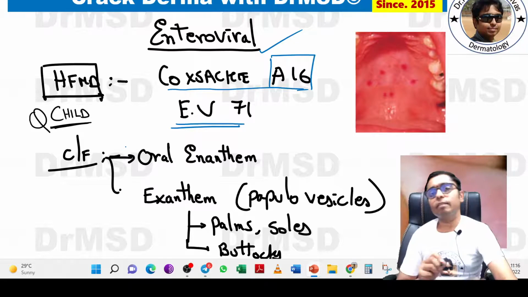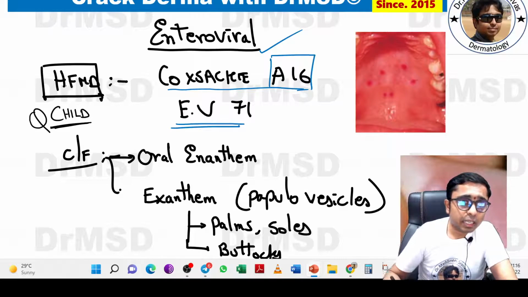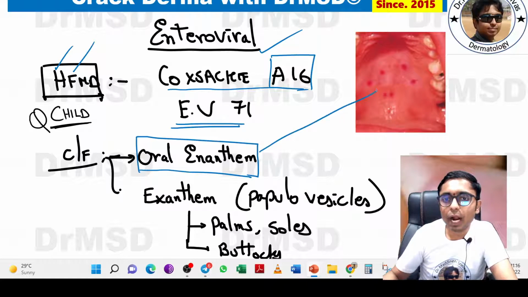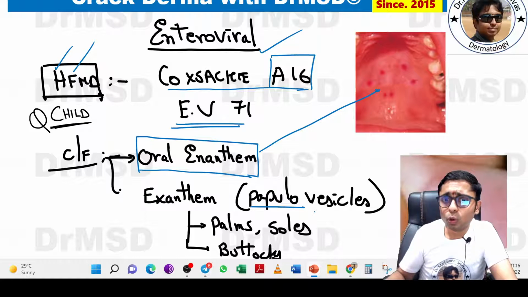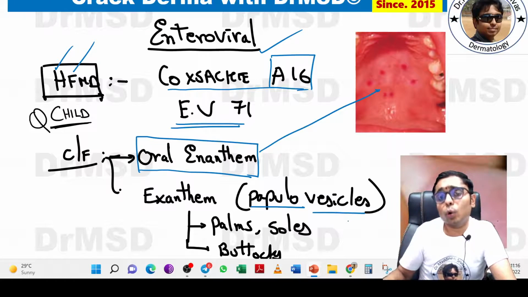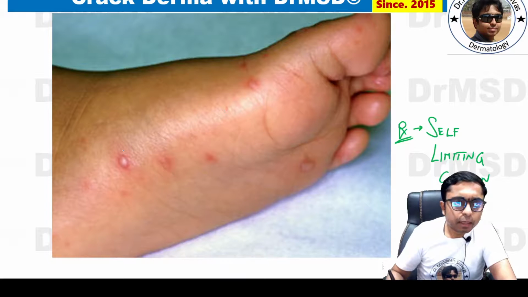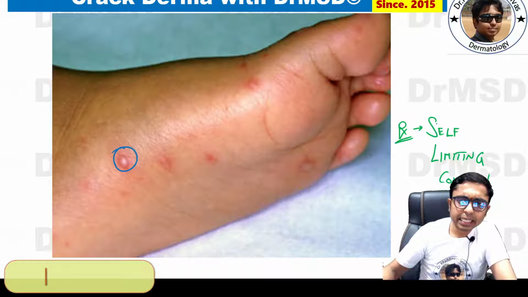So what will be the clinical features in hand, foot, mouth disease? As the name of the disease suggests, there will be manifestation in the hand and feet, and also the mouth will be involved. In the mouth, we are going to see oral enanthem. Over the hard palate, you are able to see some erosions and ulcers. Along with that, the exanthem is going to be in the form of papulovesicular lesions which will be present over the palms and soles, and buttocks can also be involved. You can see here, these are the papulovesicles which can be seen over the palms and soles, and it is basically a self-limiting, self-resolving condition.